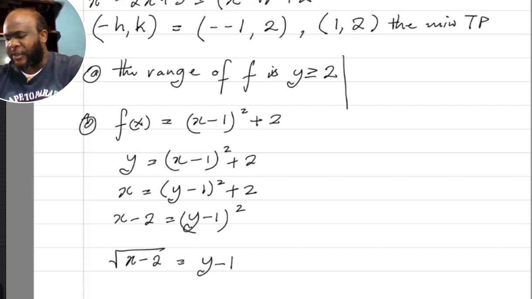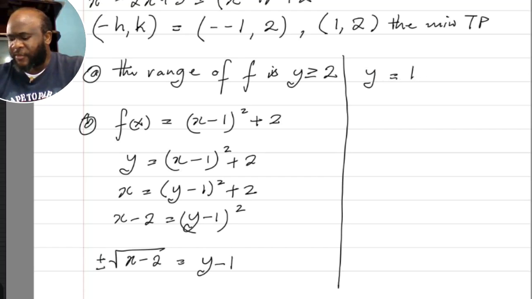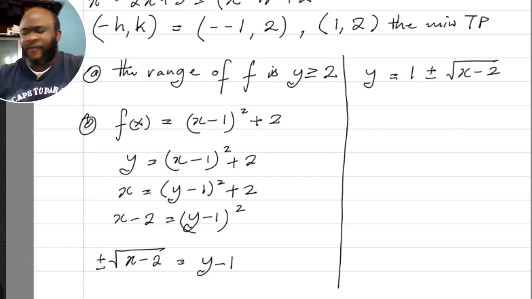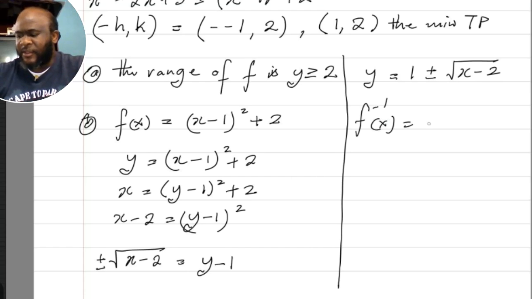Then I'm going to take over minus 1. I'm going to have y is equal to, minus 1 comes over as plus 1, and here it should be plus or minus the square root of x minus 2. So that's step 3, to make y the subject of the formula. Step 4, take out y and say f inverse of x is equal to 1 plus or minus the square root of x minus 2.